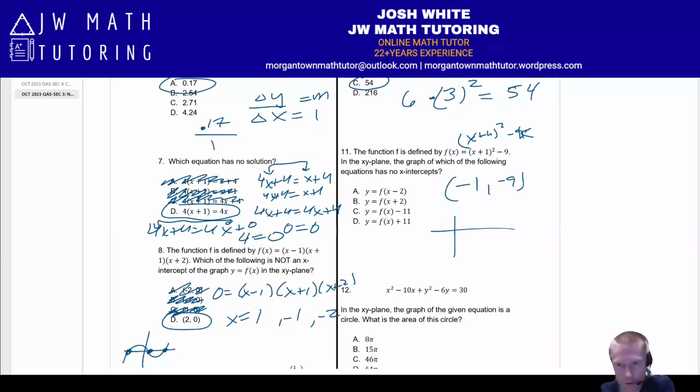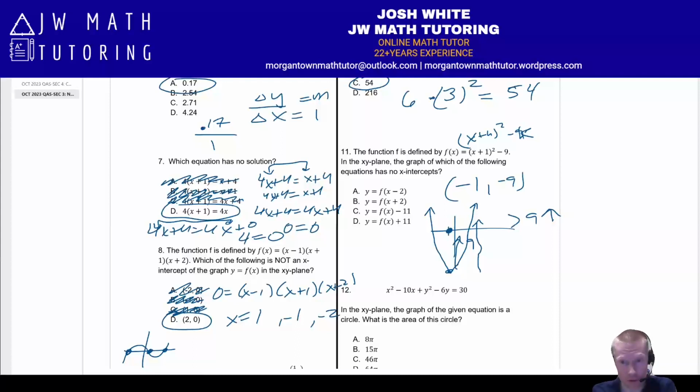Okay, so if you think about graphing that out, -1, -9, way down here. So it has some x-intercepts up here. Okay, for this to not cross the x-axis, it's going to need to be shifted up more than 9 units. If you shift it up exactly 9 units, it would be right on the x-axis. So it's going to need to have a vertical shift of more than 9 units.